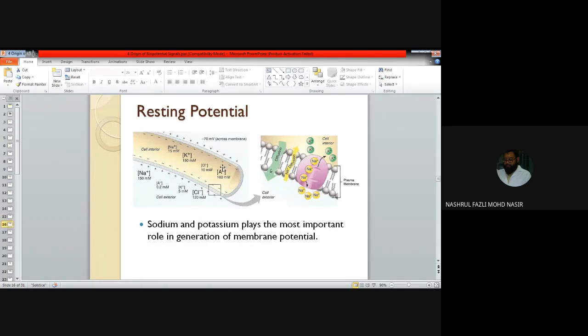Sodium and potassium play the most important role in the generation of membrane potential.